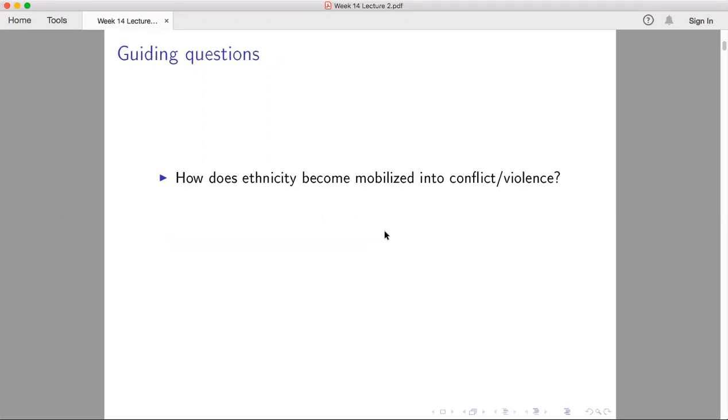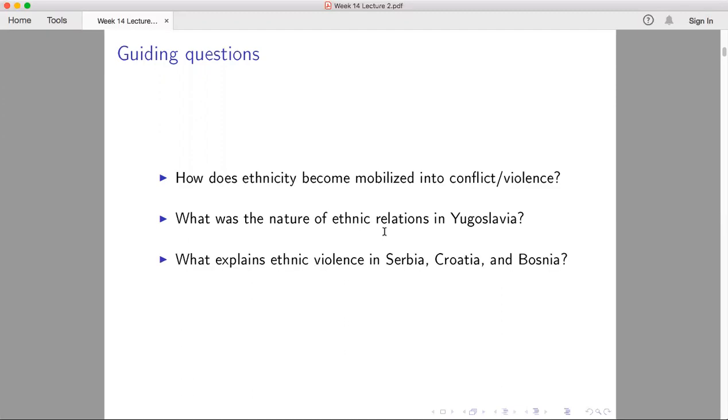So let's get into the guiding questions for today. Again, we're going to talk about how ethnicity becomes mobilized into conflict or violence, but this time we're going to look at it in the specific case of Yugoslavia. To understand what's going on in Yugoslavia, we're going to ask ourselves what ethnic relations even look like in Yugoslavia, what kind of state we're dealing with, and then we're going to try to explain ethnic violence in the cases of mainly Croatia and Bosnia, but Serbia is also involved in the conflict. So we're going to try to explain what caused ethnic violence in these three cases.